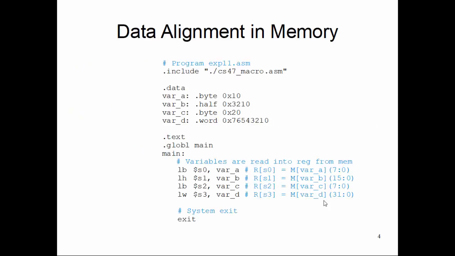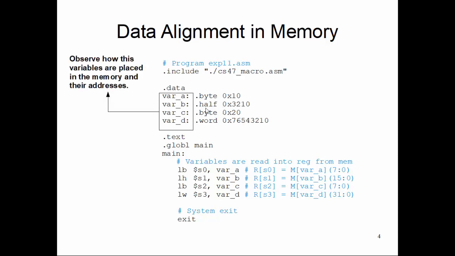So we continue with the memory model, and let's say we load this memory. This is a very similar experiment to the one we did in the last lecture. Especially this data layout is like a byte and characters, a half word, a word, etc. So we introduce another variable, var c, which is another byte, and we need to observe how these variables are placed in the memory and their addresses.